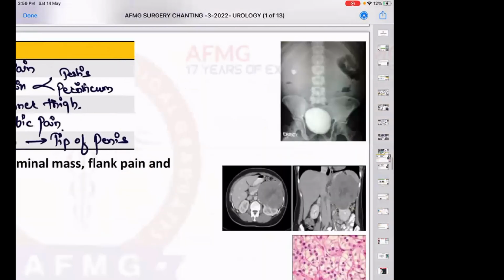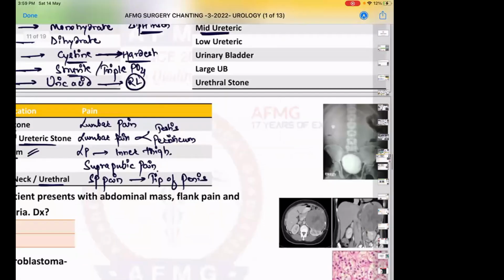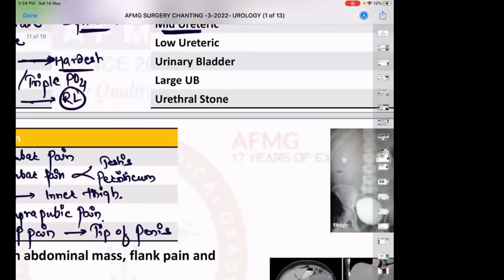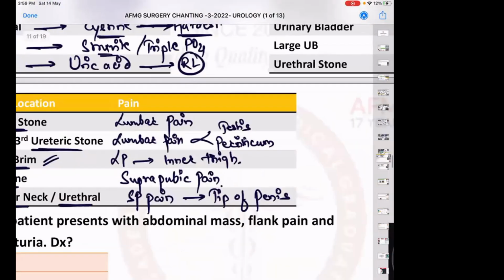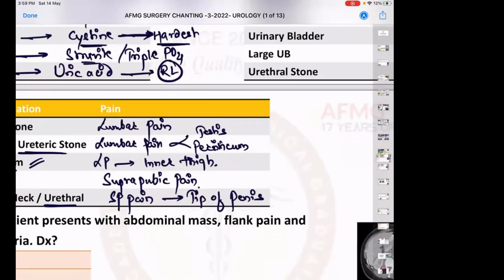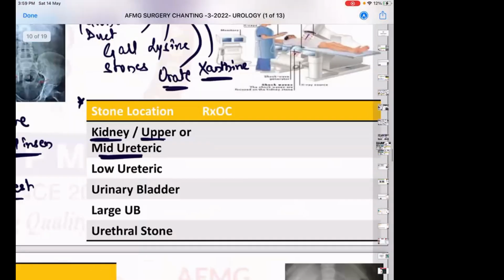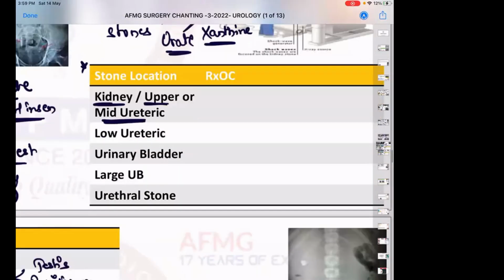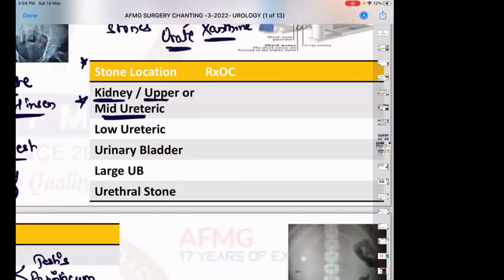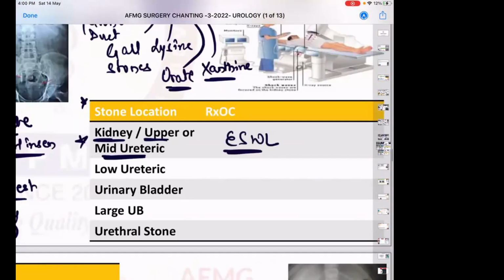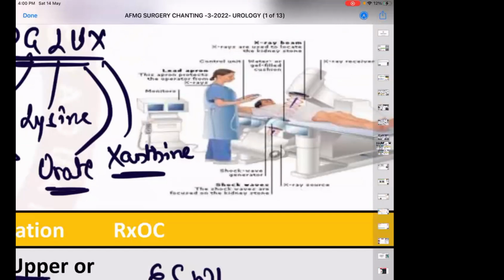Then, if I talk about the treatment, jaldi se, depending on the stone location, you will treat the renal stone, just like gallstones also. A kidney, upper or middle ureteric stone is treated by, very good, Rajnish, it is ESWL. ESWL is extracorporeal shock wave lithotripsy. Remember this image: there would be sound waves which would be sent on the stone.